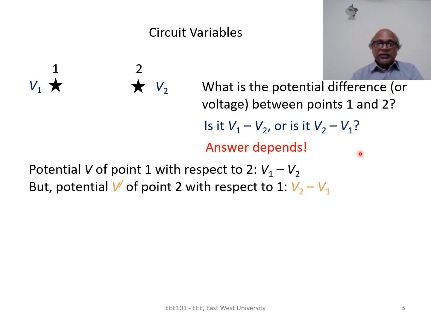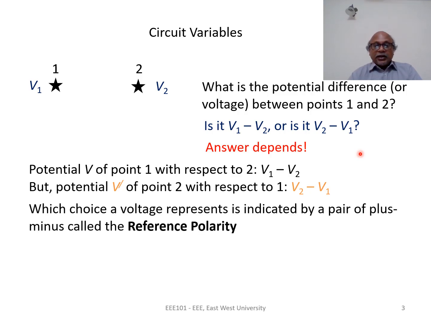We will represent this same information in a mathematically compact way. We will use a pair of plus minus signs to represent which is the reference and which is our point of observation by using what is known as reference polarity. So what is reference polarity?